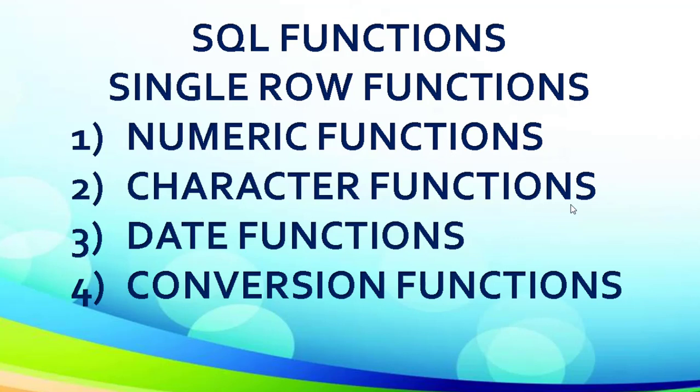Character functions are like length function, lower function, upper, and trim. In date functions, you have different functions like add months, months between, sysdate, etc. The conversion functions are like to number, to char, to date. These are some of the conversion functions. So these are the different single row functions which are used, that is numerical function, character function, date function, conversion functions.